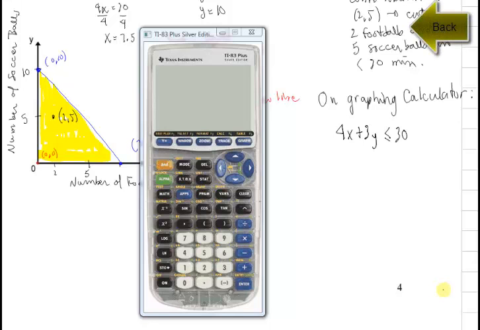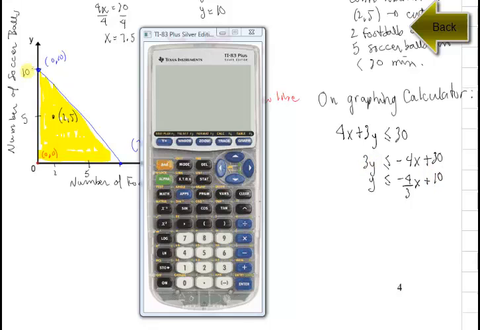Now we're going to use our graphing calculators to graph our inequality. So if we have 4x plus 3y is less than or equal to 30, because we are going to put that into our y equals screen, we need to isolate for y. So I'm going to move the 4x over to the right. It becomes negative. Divide everything through by 3. So you get negative 4 over 3x plus, and then 30 divided by 3 is 10.